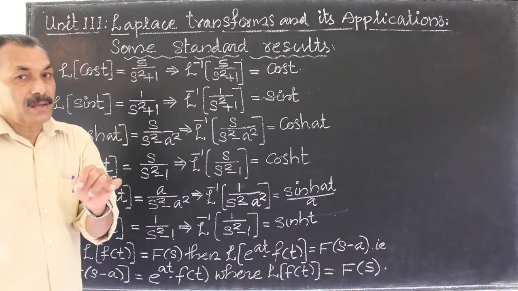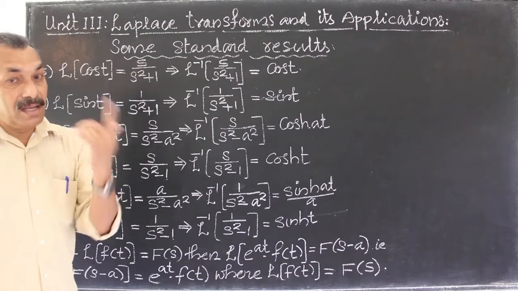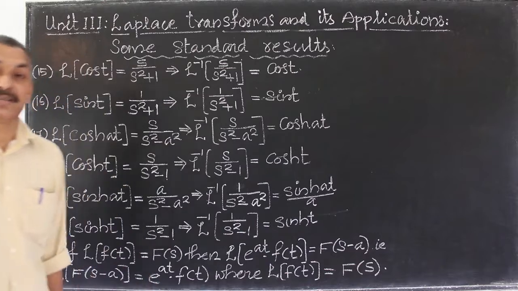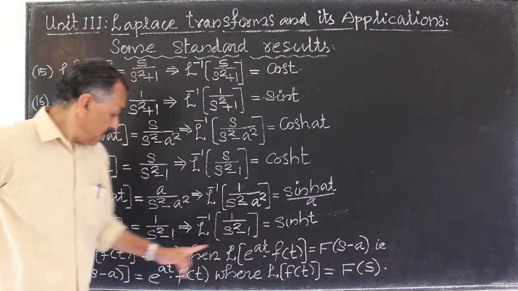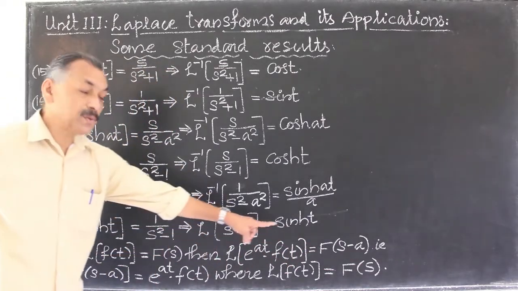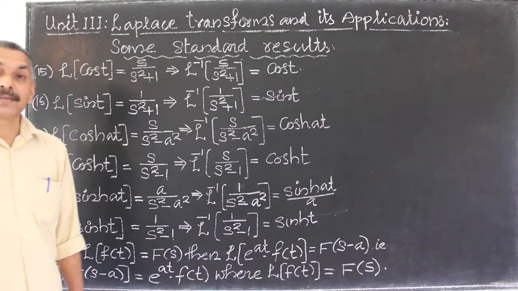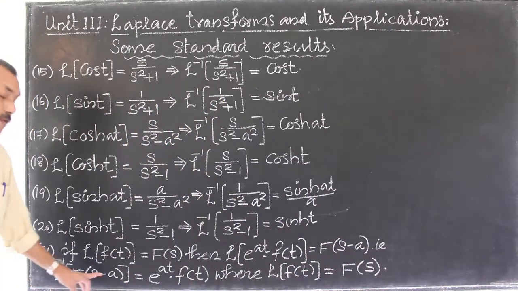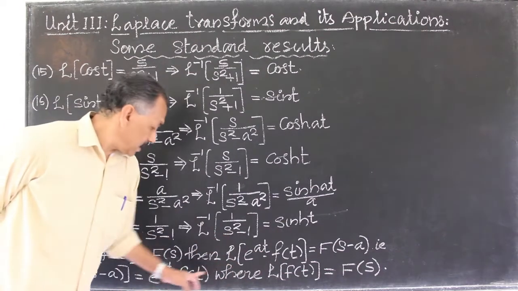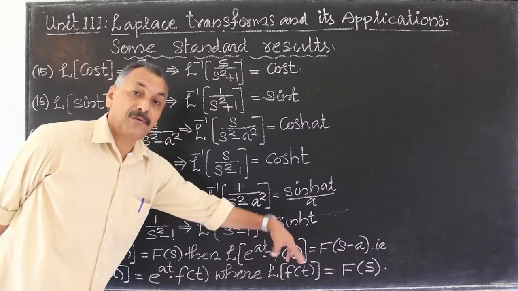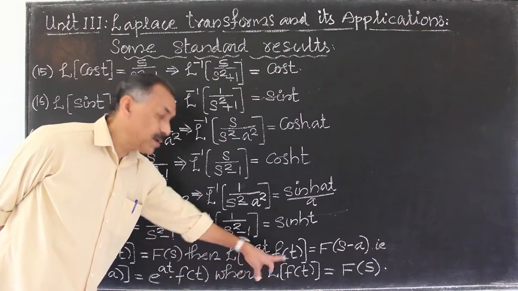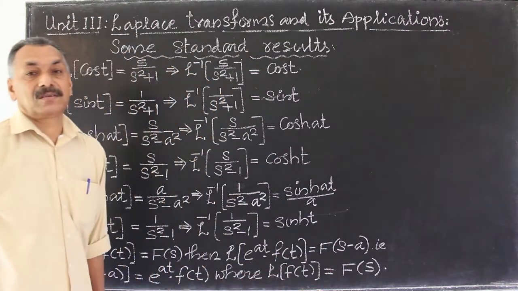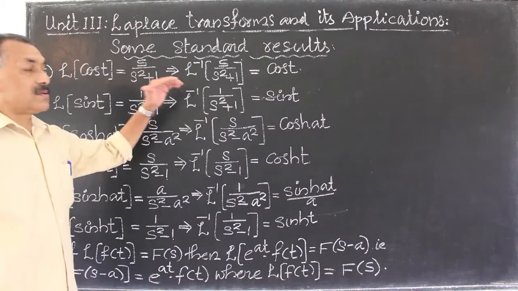If the transform of f of t is F of s, then what will be the transform of e raised to a t into f of t? F of s minus a. In the F of s that we get, instead of s we give s minus a. Now conversely, what is L inverse of F of s minus a? Then L inverse of F of s minus a is equal to e raised to a t into f of t, where L of f of t is equal to capital F of s. So write down these results.